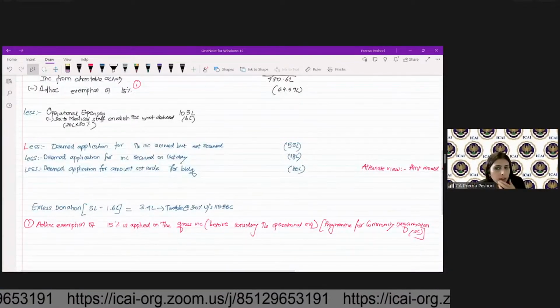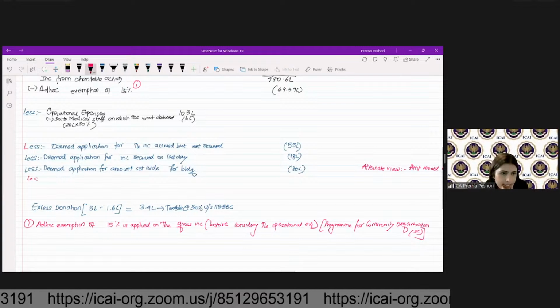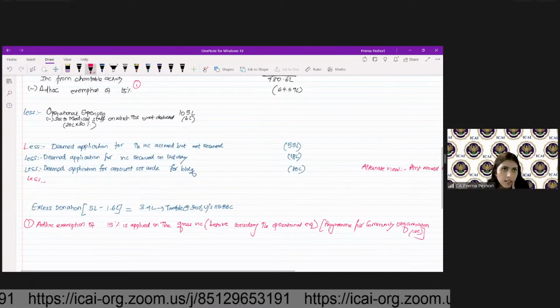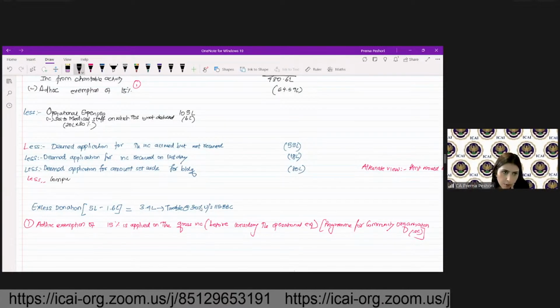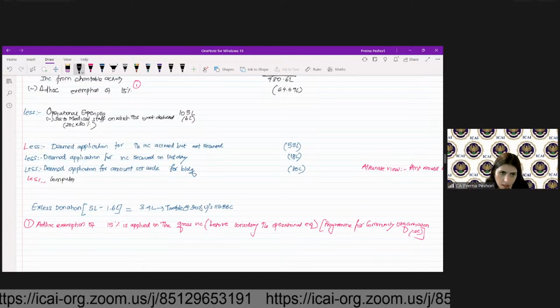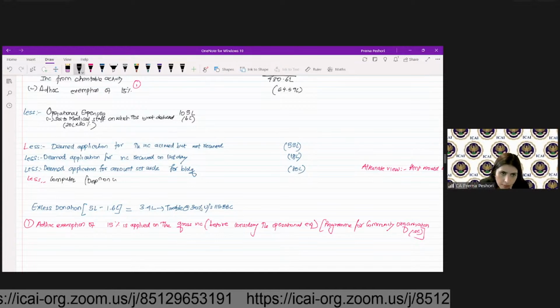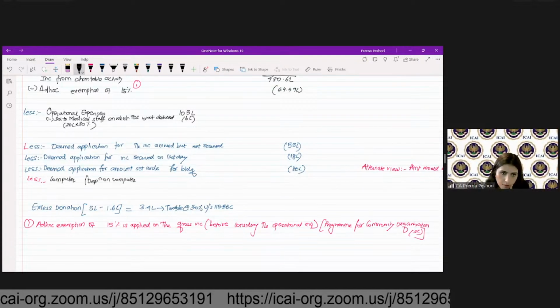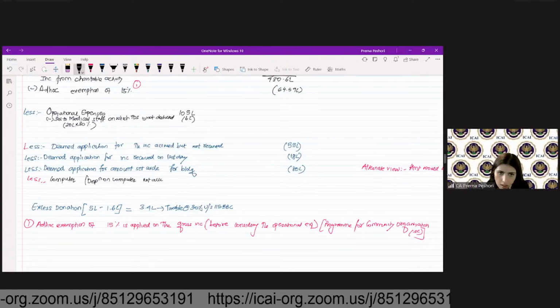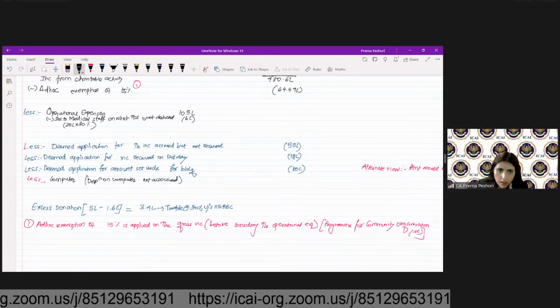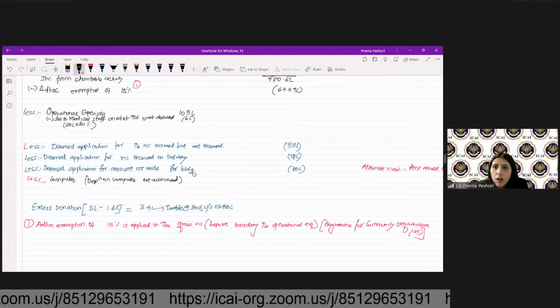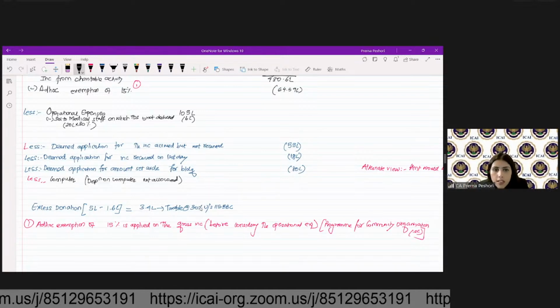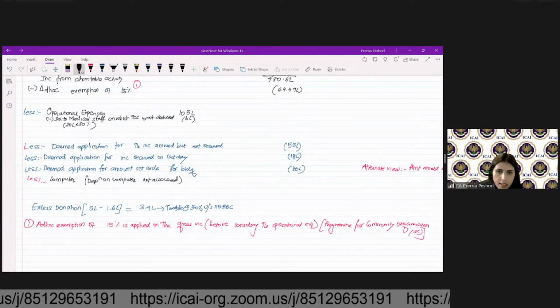So less depreciation on computer not allowed. How much is the amount given? This amount is 28 lakhs.